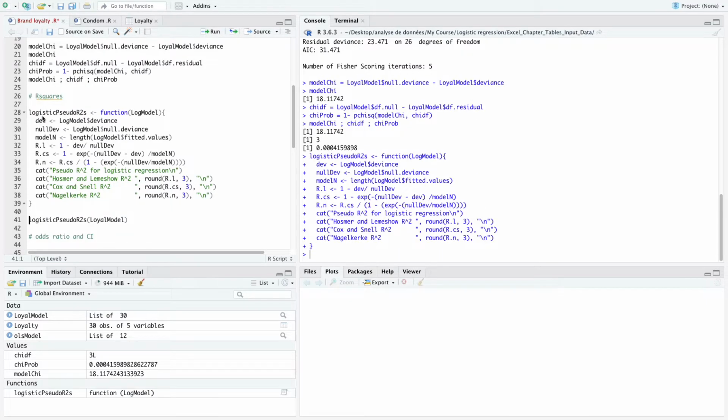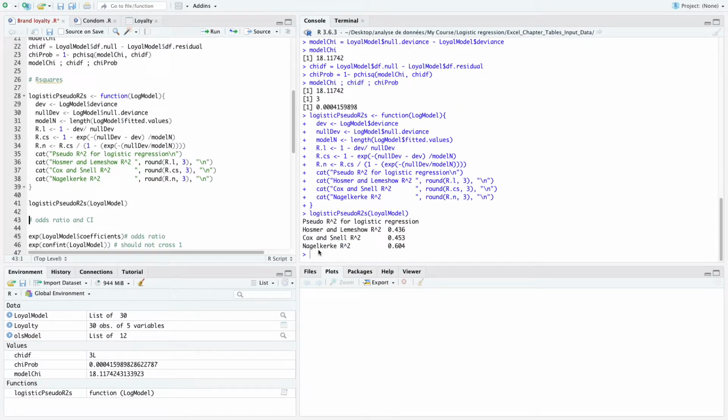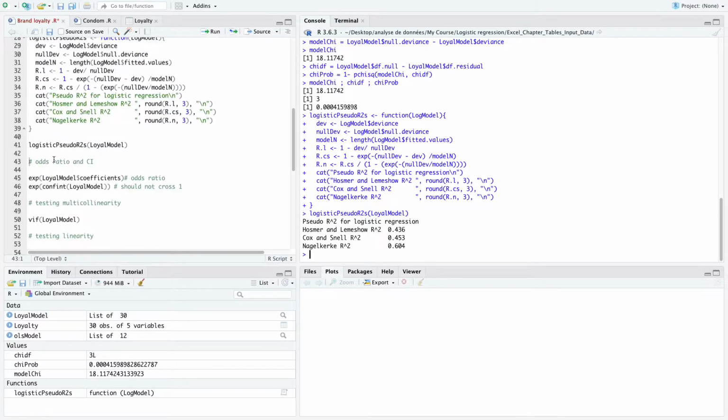So just use the function, and then you plug inside the function the model, since the function only works with the one criteria. That's it. So you have here the different measures, and usually what you report is one, two, maybe sometimes you can report three of them, but it gives you an idea of how good your model is. And in this case, for example, if we summarize the three of them, we can say that overall the model explains between 44% and 60% of the variance in loyalty. So this is another step.